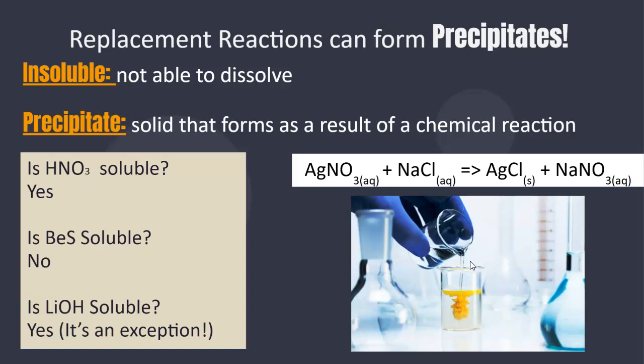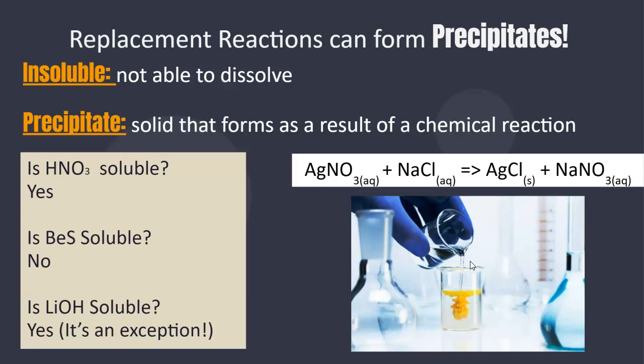Replacement reactions can form precipitates. Precipitates are solids that form as a result of a chemical reaction, and they are insoluble. That's why they form, meaning they're not able to dissolve. For example, we have AgNO3 plus NaCl makes AgCl plus NaNO3. So here we have another double replacement reaction.